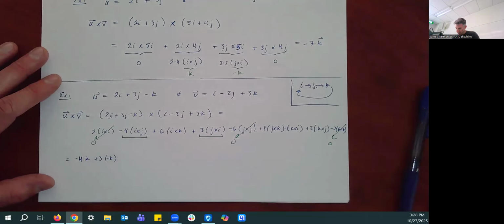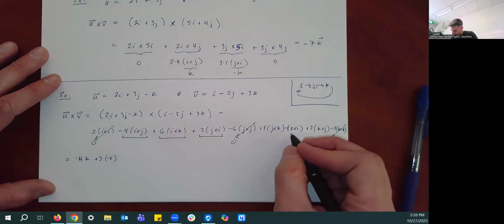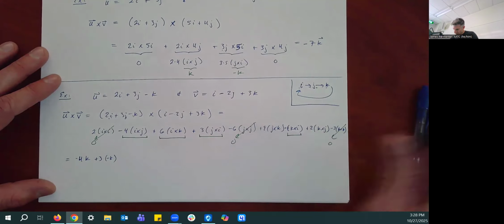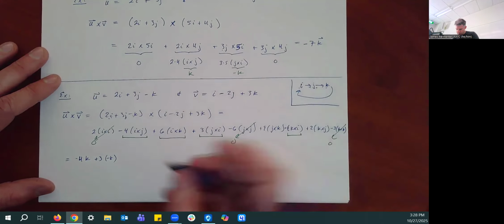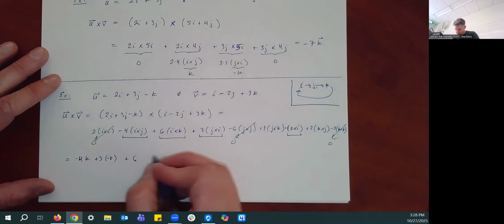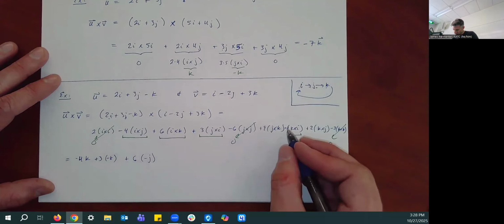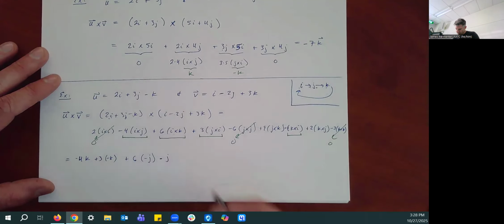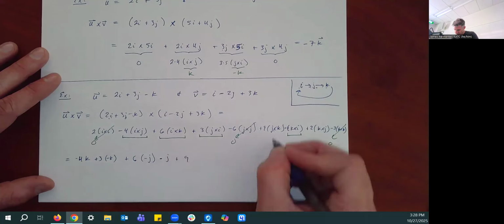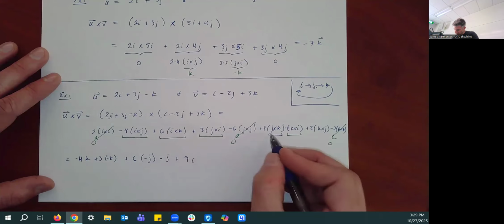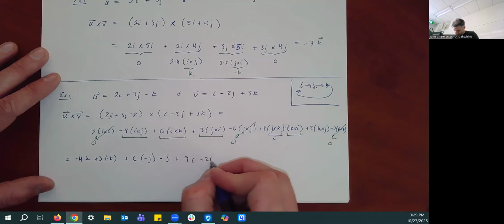Let's see. And then we have 6i cross k and minus k cross i. And we know that k cross i is j. So this is going to be plus 6 times minus j. And where'd the other one go? Right there. Minus another j. And then finally, the last one, j cross k. So we get 9 times i. And then k cross j is minus i. So we get 2 times minus i.